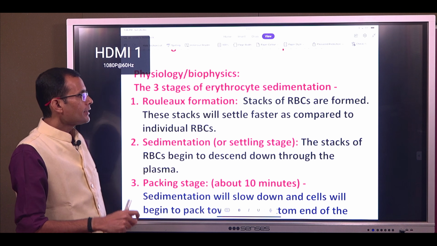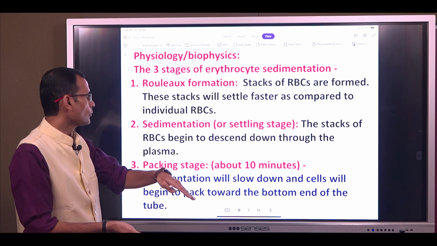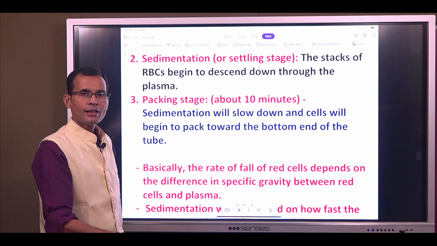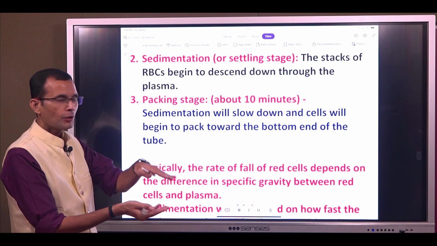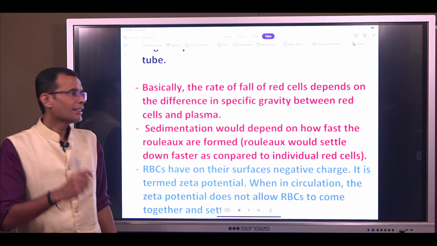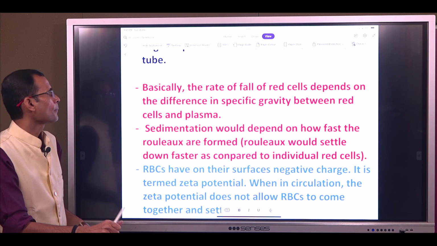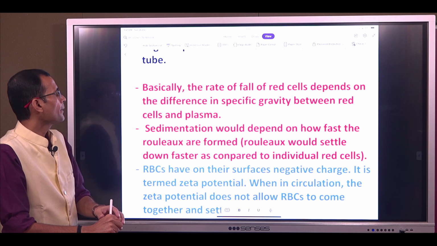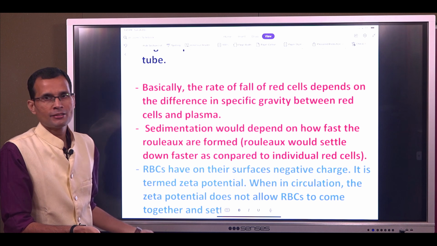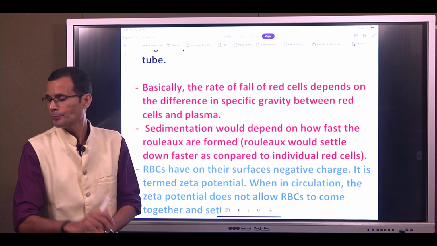Second is the settling stage. The stacks of RBCs begin to settle down, descending through the plasma, and then the packing stage, about the last 10 minutes, they get packed toward the bottom end of the tube. Basically, if we were to discuss the physiology or biophysics behind it, the rate of fall of the red cells depends on the difference in the specific gravity between the red cells and the plasma. So red cells are settling down because of their higher specific gravity.